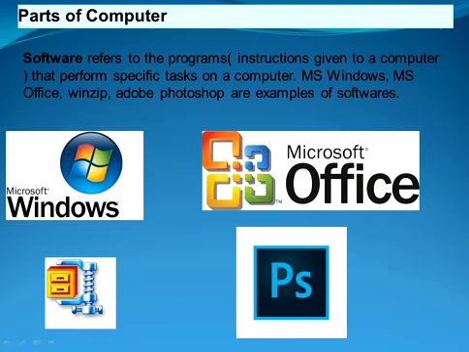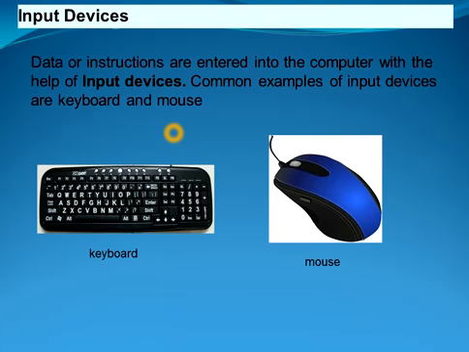Software basically refers to the programs or instructions given to a computer that perform a specific task on a computer. Microsoft Windows, Office, WinZip, Adobe Photoshop, all these are examples of software. Input devices: data or instructions are entered into the computer with the help of input devices. Common examples of input devices are keyboard and mouse.